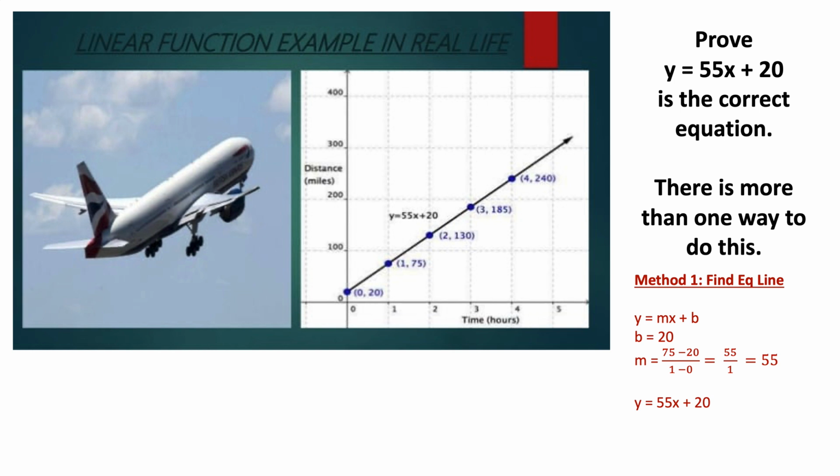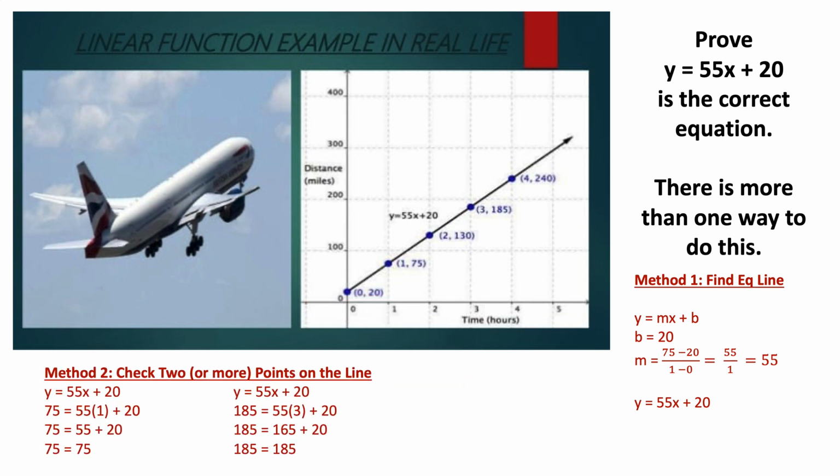All right. Next up. How else could I have done it? Well, I could have checked and seen if 2 points, you have to do at least 2, you could do more than 2 if you want, are all on the line. And plugging in the coordinates, when x is 1, y is 75, that checks. And when x is 3, y is 185, that checks. So if I check that the points on the line do check, then that means that that's the correct equation of the line, because if those points did not check, then the equation would be wrong.